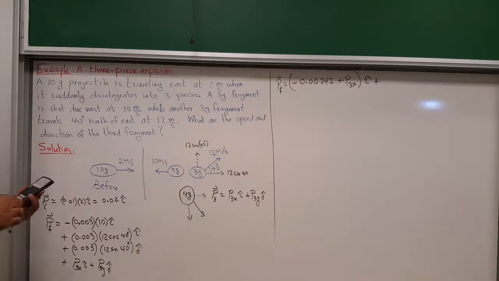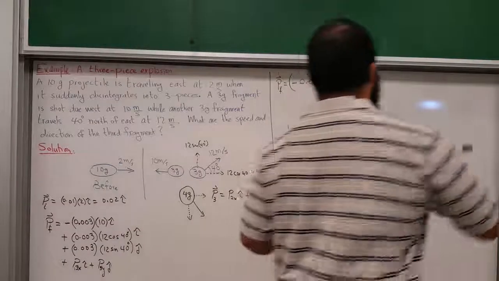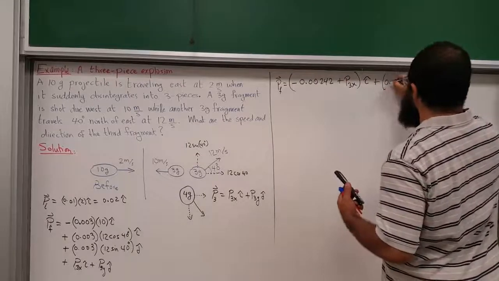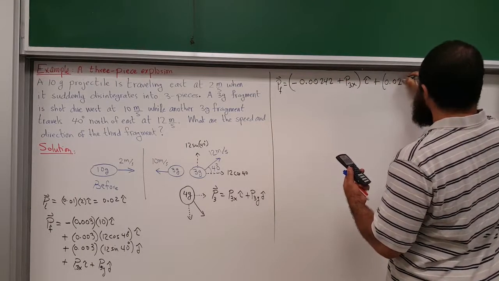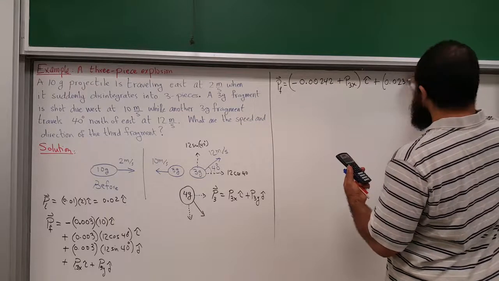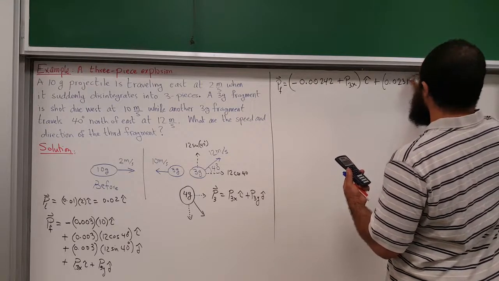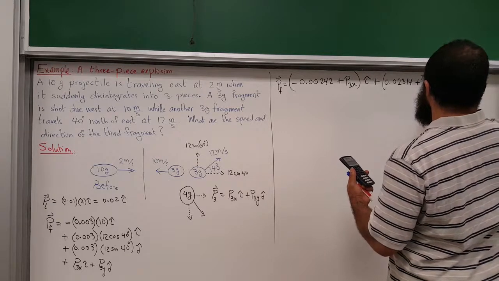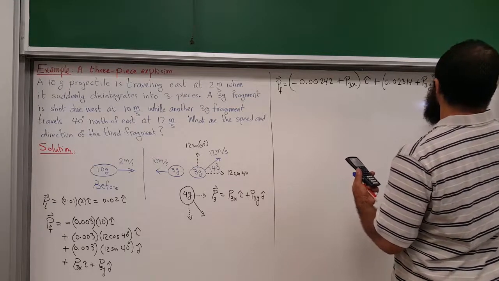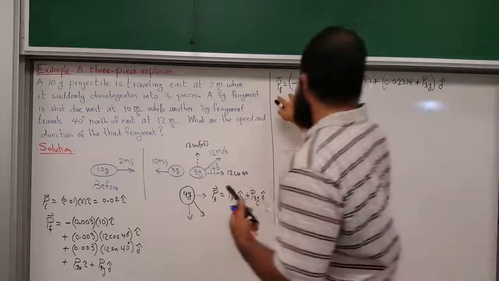And then that gives me 0.02314 plus P3y j hat. So that gives 0.02314 plus P3y. That's in the y direction. That's the momentum at the end.